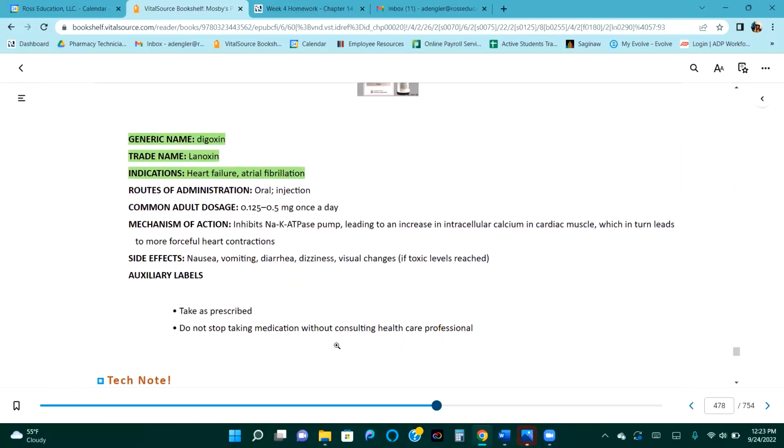Digoxin is a very popular medication used in both outpatient and inpatient pharmacy. It's indicated for heart failure or atrial fibrillation. It's popular because it can be given orally or be injected into a patient.